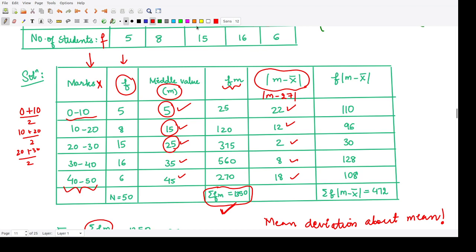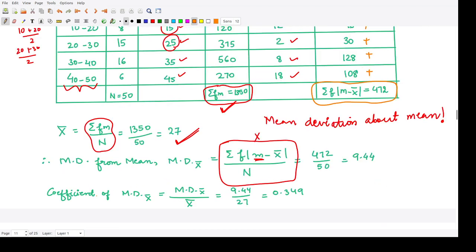Then you multiply this particular column with this particular column, so you would have this particular column, f into modulus of m minus x bar. When you add up all these terms, you would have summation f modulus of m minus x bar, that is 472. So the mean deviation from mean is this 472 divided by the total frequency, that is 50. So this comes out to be 9.44.